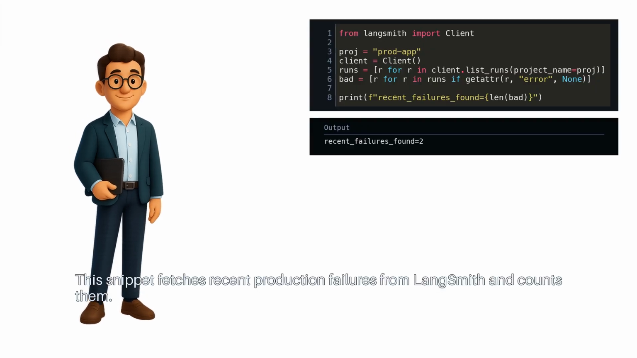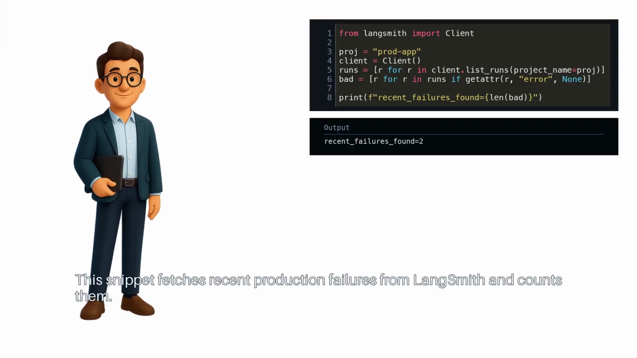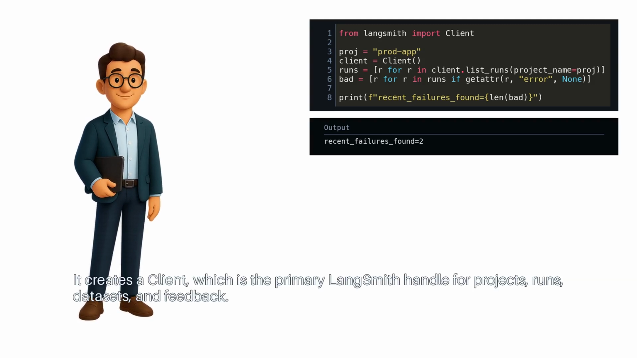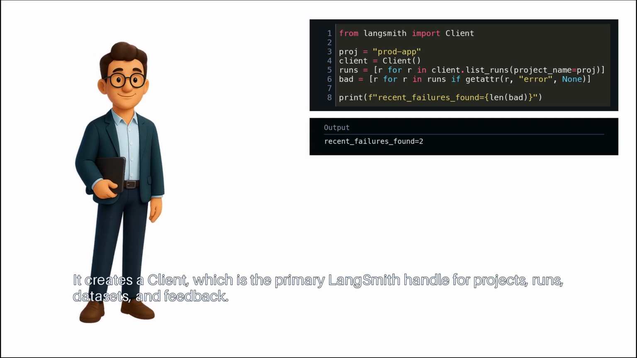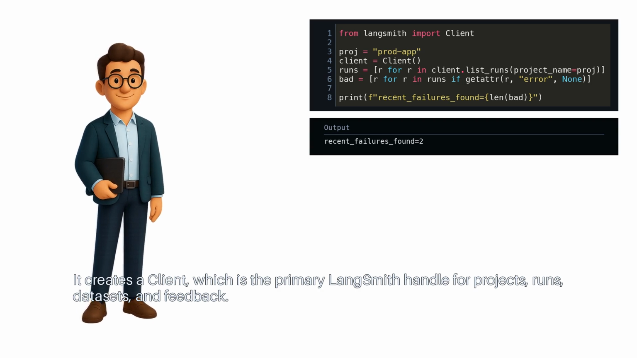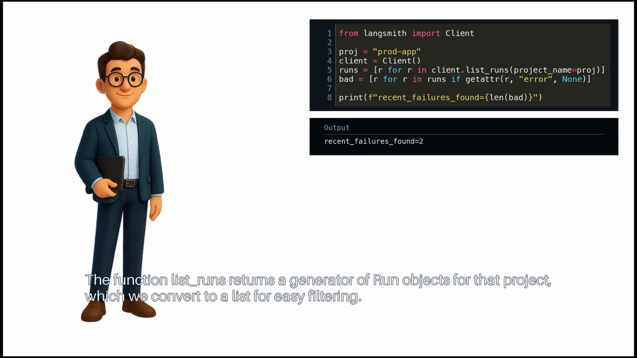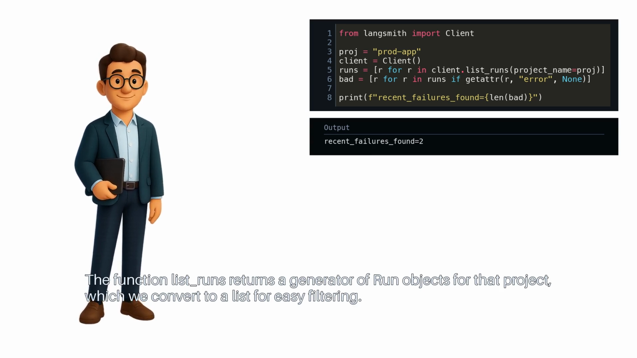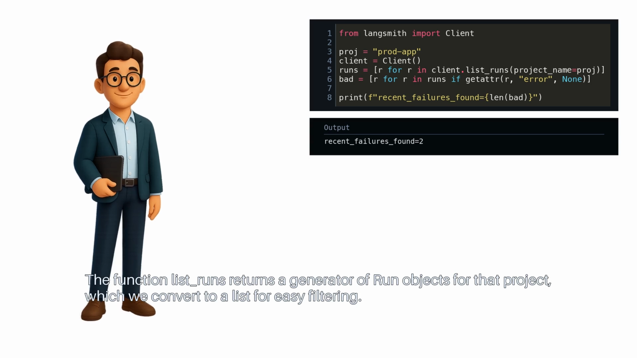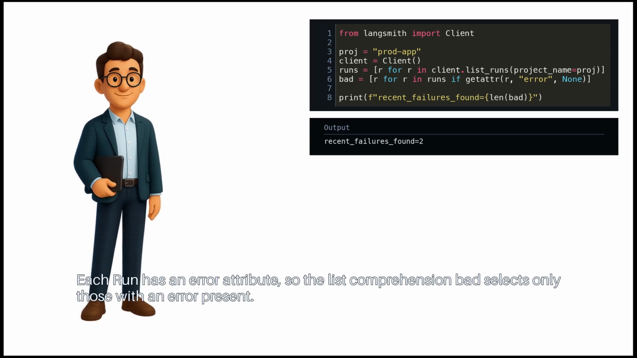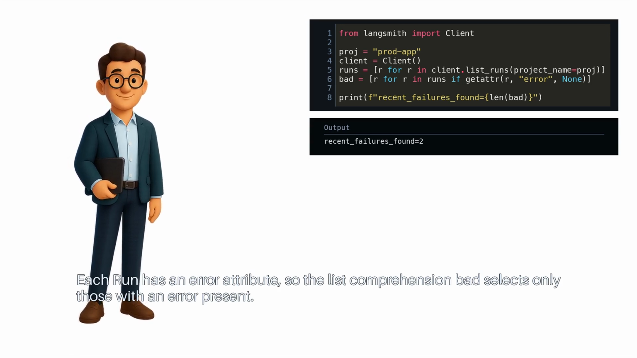This snippet fetches recent production failures from LangSmith and counts them. It creates a client, which is the primary LangSmith handle for projects, runs, datasets, and feedback. The variable proj names the production project we want to examine. The function listRuns returns a generator of run objects for that project, which we convert to a list for easy filtering. Each run has an error attribute, so the list comprehension bad selects only those with an error present.